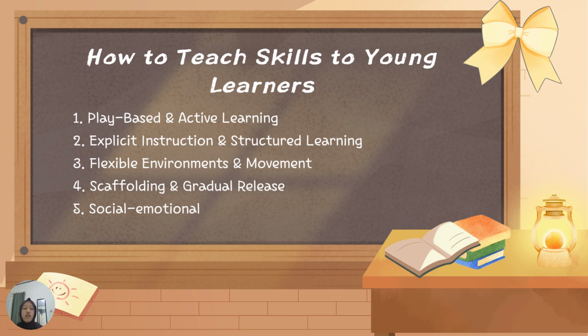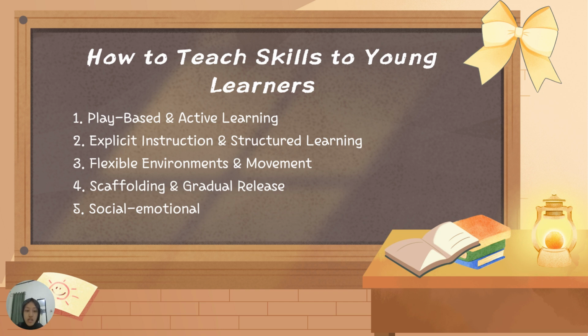And then the third is flexible environment and movement. Teachers need to set a flexible setting, especially in the classroom, and also provide movement-friendly spaces, which support self-regulation, especially among neurodivergent learners. And then the next is scaffolding and gradual release.